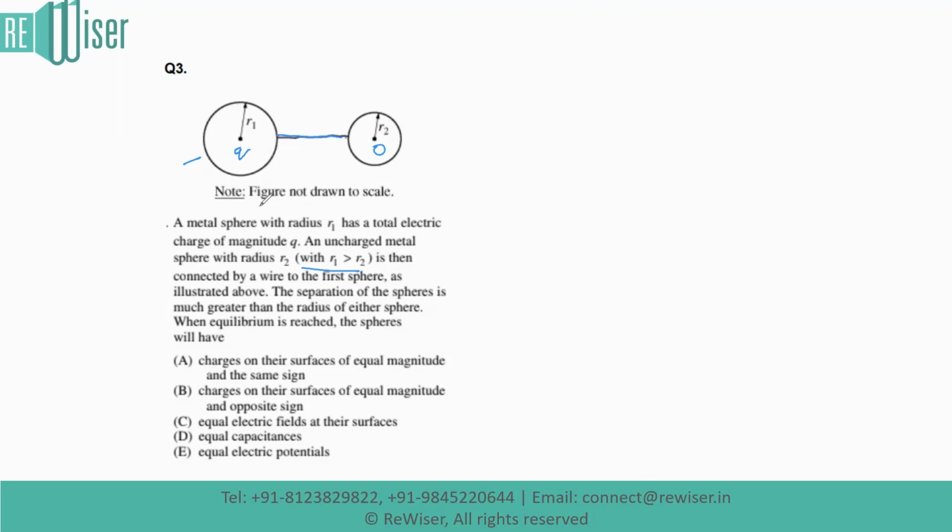Now when it is connected, obviously, at the beginning, when it is not connected, there was a difference in the electric potential. Electric potential is denoted by V, volt. And here the voltage is 0. The formula of electric potential is V equals K Q by R. R is the distance between the charges.